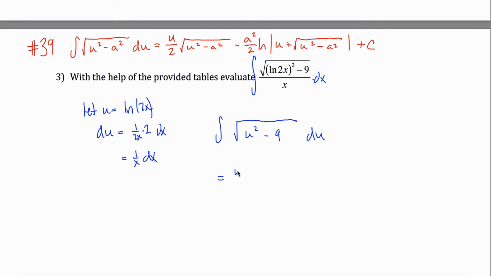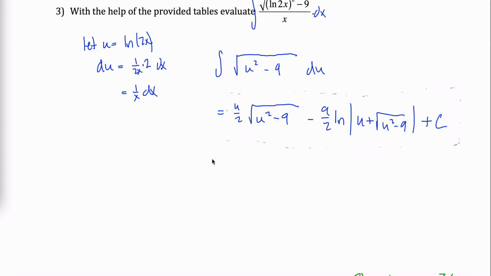u over 2 times the square root of u squared minus 9, minus a squared over 2, so 9/2, natural log of u plus, and then this term again, the square root of u squared minus 9, plus c.